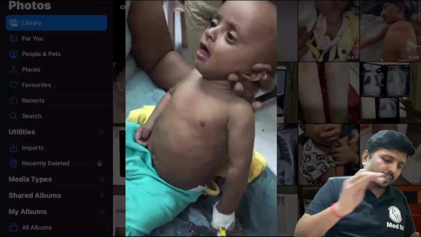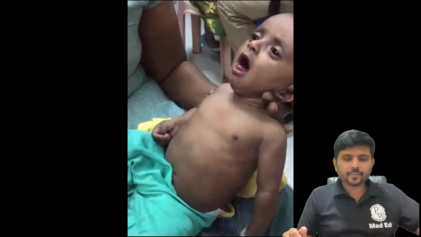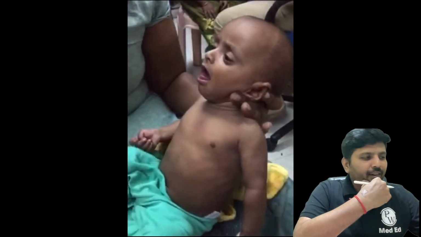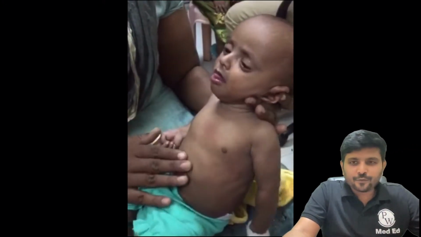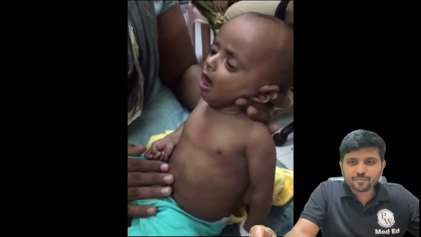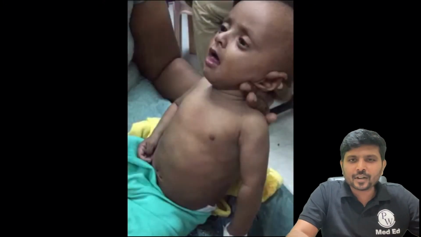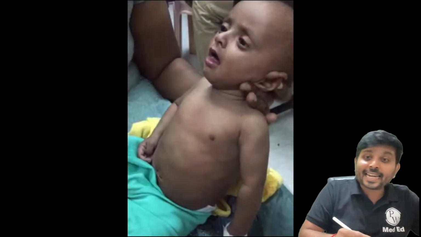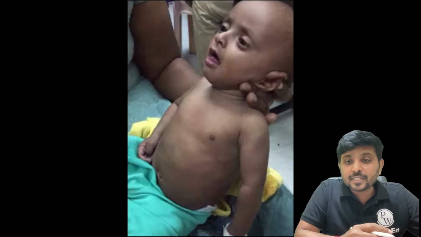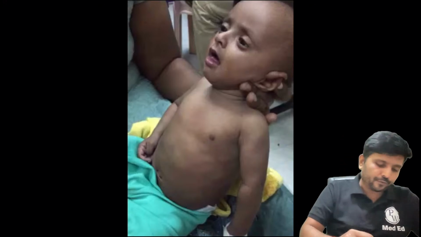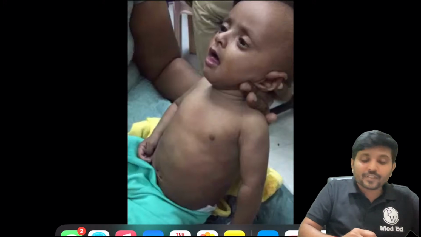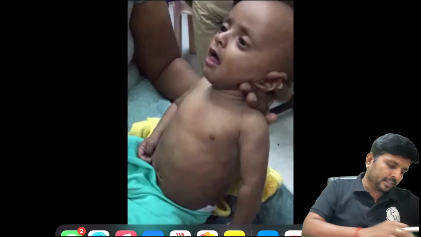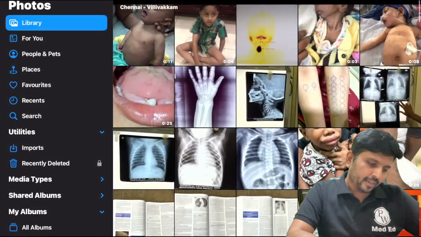So identify this cough. What is this cough called? Cough, breath, cough, breath, cough, breath. This is called staccato cough. Suggestive of chlamydia.